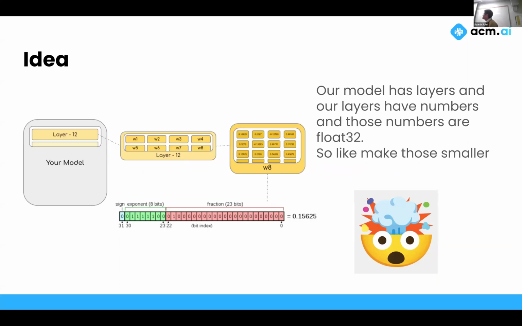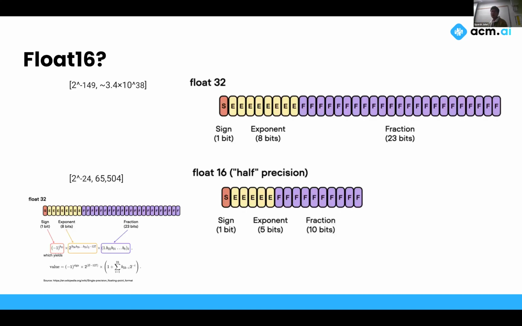Quantization, you literally just grab the weights. Our models are made of layers. Layers contain weights. Those weights are floats, and the floats are 32 bits. Quantization literally says, can we compress that float 32 down to a smaller number? So this is called half precision.